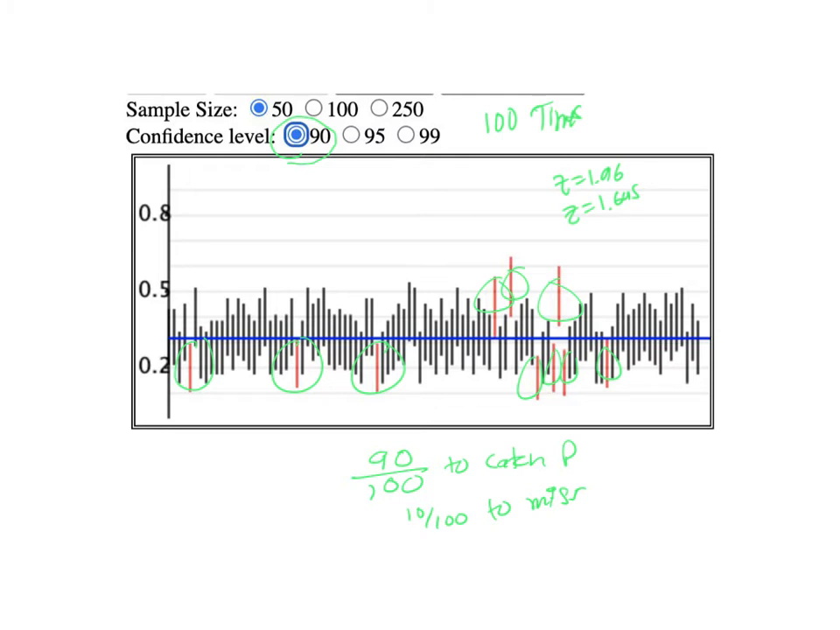If you compare this one to the previous one, you would notice that the length of these black lines is a little shorter. So our interval isn't quite as wide, which is why we miss more often. But the trade-off is that if I'm right, I have a smaller interval. Like I know a little more information. Instead of it being plus or minus 14%, maybe it's only plus or minus 10%. So I have a better idea of what the actual proportion is if I'm right.